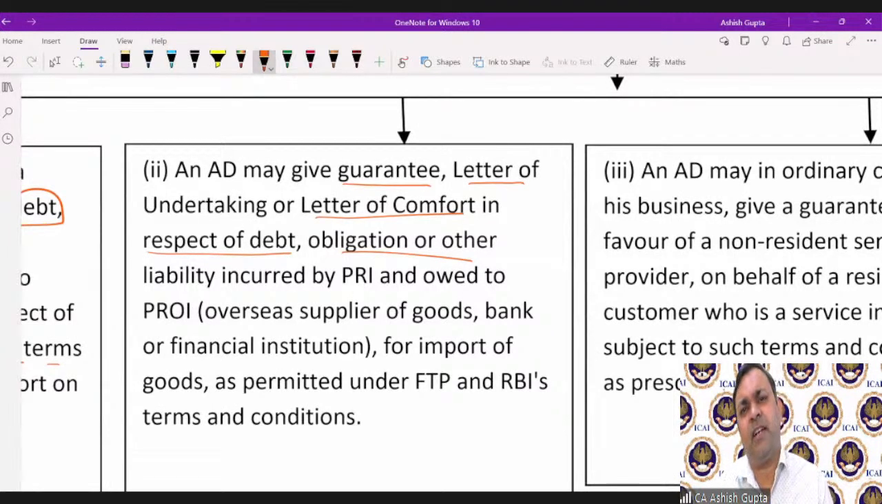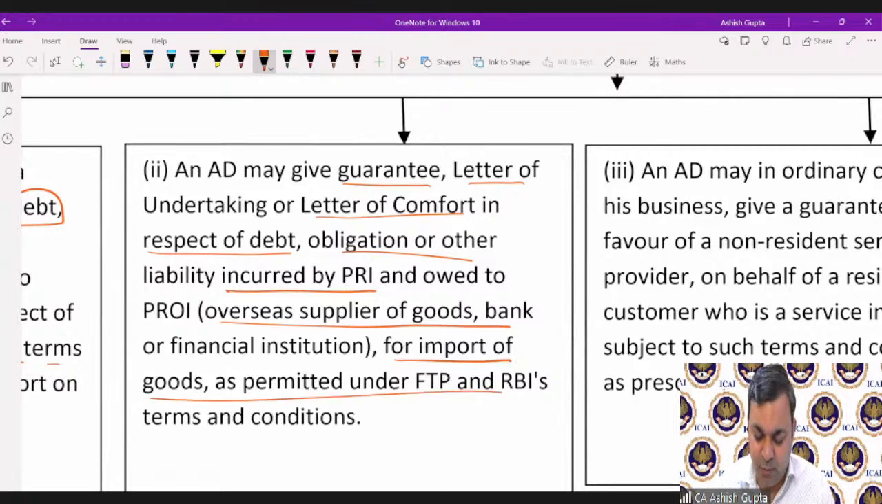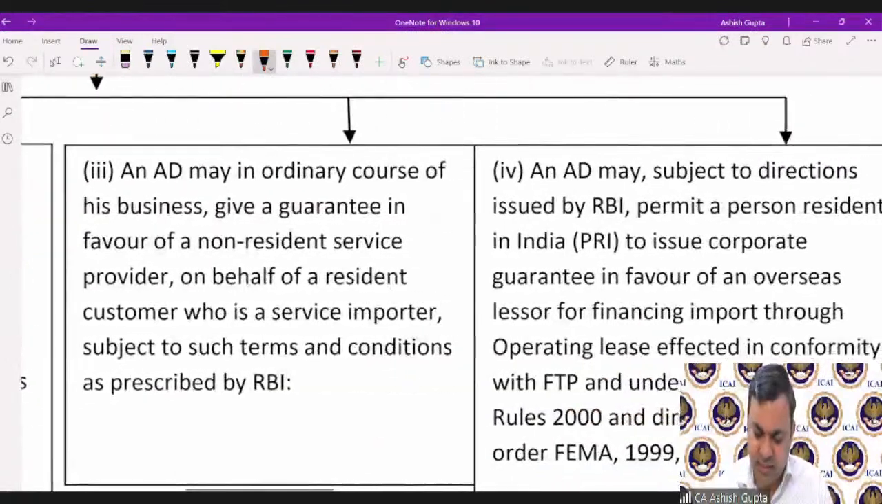So they will provide a guarantee to the outside exporter on behalf of the Indian importer, incurred by PROI, owed to the overseas supplier of goods, banks, or financial institution for import of goods as permitted under the FTP or rules. An AD may, in the ordinary course of business, give a guarantee in favor of, okay, so they will provide a guarantee, but they also need some kind of security.